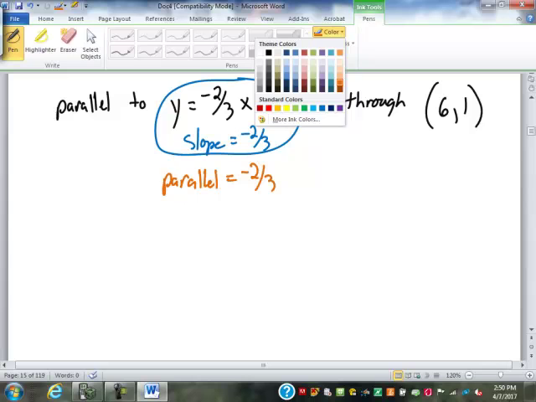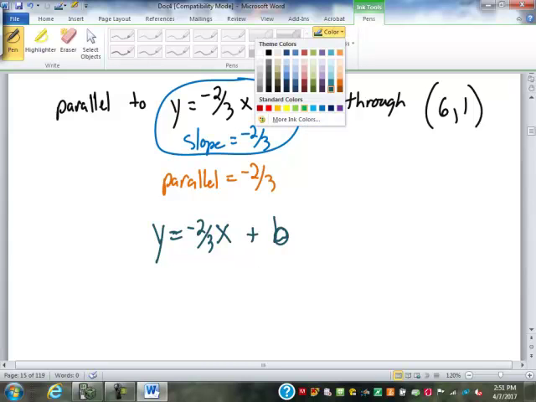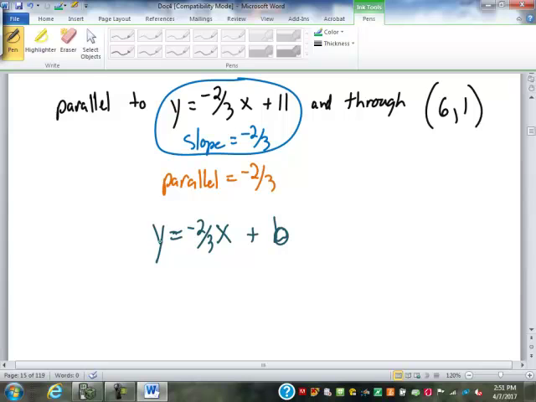So now our equation is going to start out as y equals -2/3 x plus b, right? So then what? What do we put in for y? Oops, careful. 1, there you go. -2/3 times, what goes in for x? That's the 6, good. And find b.